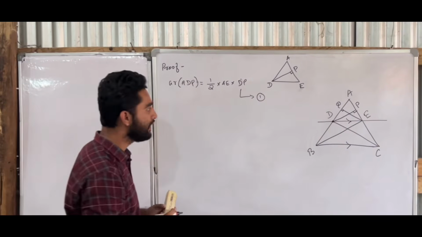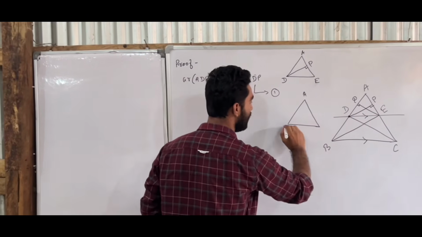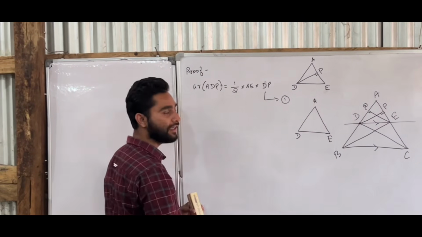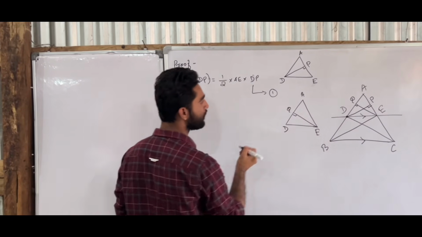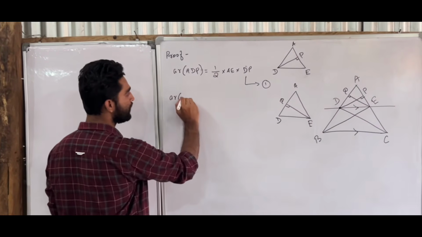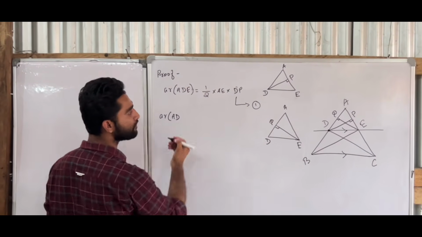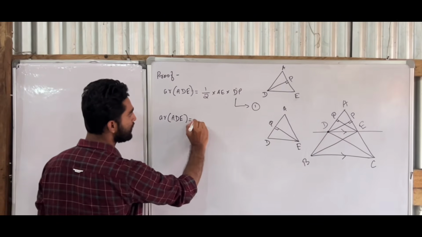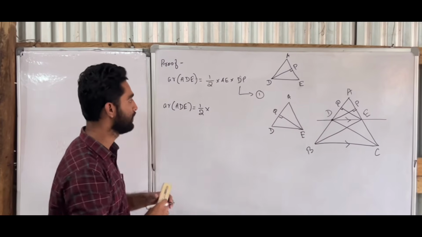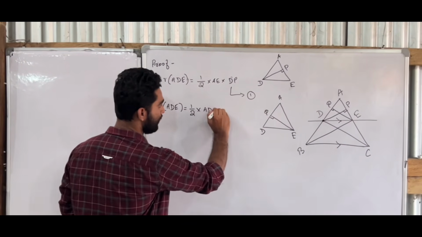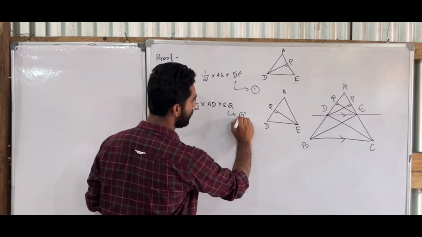Now, in this triangle, if we want to find the area of triangle ADE, I can take a different altitude, that is the altitude EQ. So what will be the area of this triangle, not P, ADE? ADE is equal to half into, now in this case the base will be AD, AD is the base, into height EQ. This one you give equation number 2.